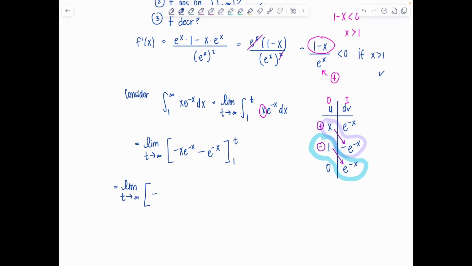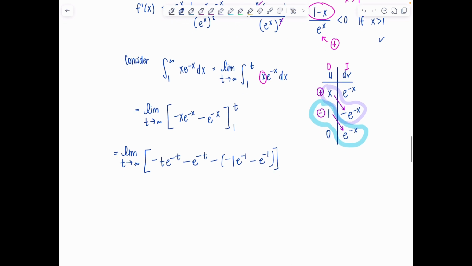Now let's substitute in our limits of integration. So this is negative t e to the negative t minus e to the negative t minus negative 1 e to the negative first minus e to the negative first. And then since we're going to be taking a limit, something I always tell my students is put the terms with negative exponents in the denominator. It'll help your brain when you're trying to evaluate the limit. So let me write negative t over e to the t minus 1 over e to the t plus 1 over e plus 1 over e.